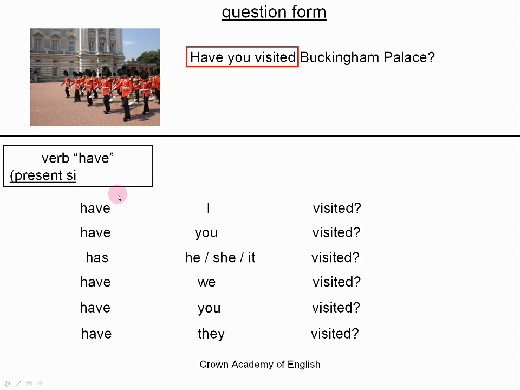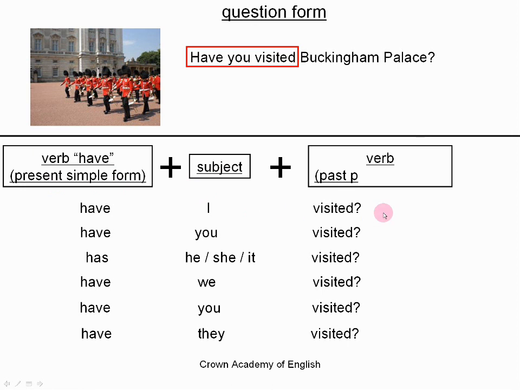So we have the verb have in the present simple form, subject, and again the verb in the past participle form, and a question mark. Don't forget the question mark to show that it is a question. And as always, don't forget this is has. This is the only part that changes.